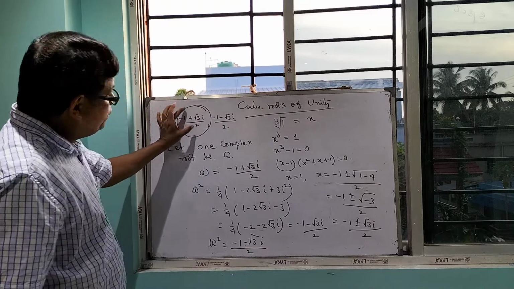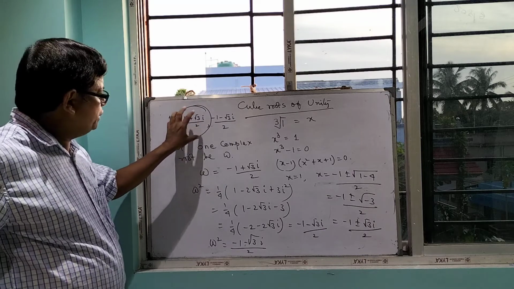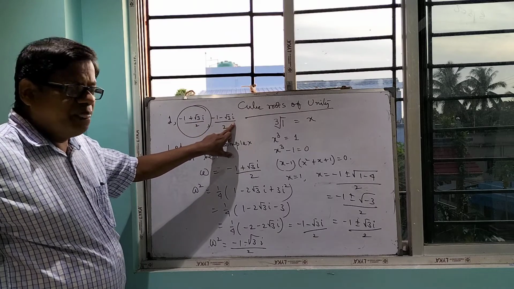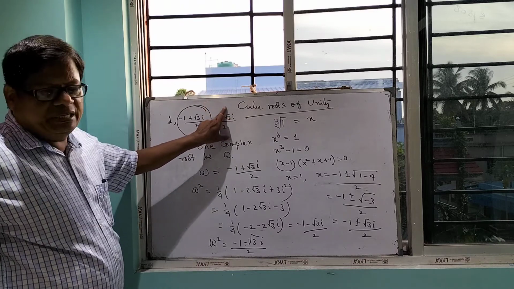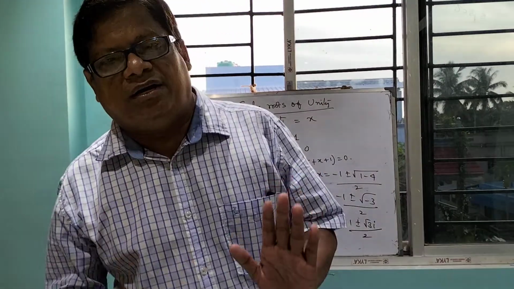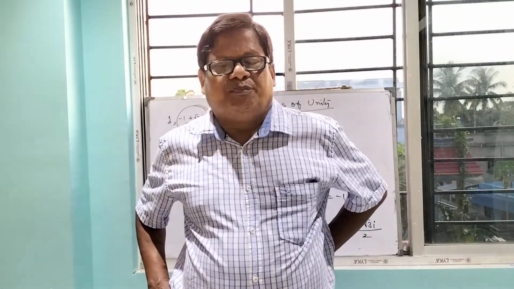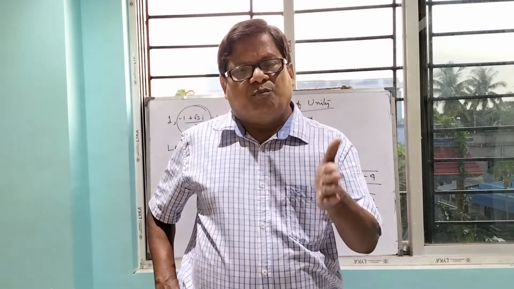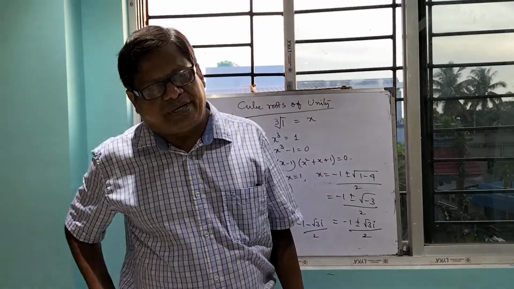We are solving this one, minus 1 plus root 3i by 2, this is omega, and its square will give this one. Similarly, if this is omega, its square gives the other. So if one complex root is omega, then the other complex root is omega square. Keep in mind: if one complex root is omega, then the other complex root is omega square.